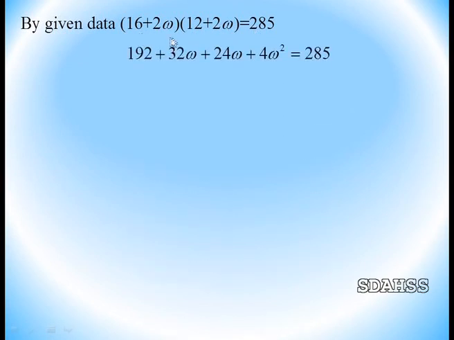Multiply 16 into 12, 192. Plus 16 into 2W, 32W, plus 2W into 12, 24W, plus 2W into 2W, 4W square equal to 285.